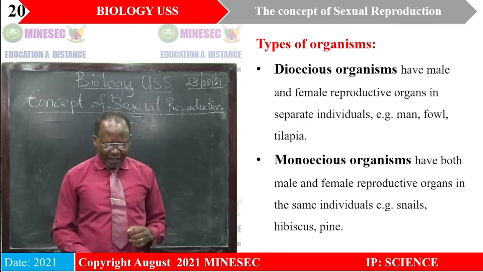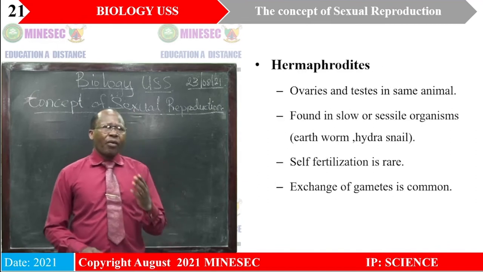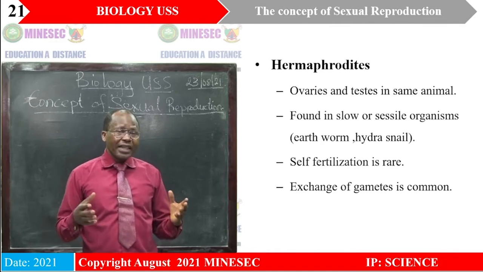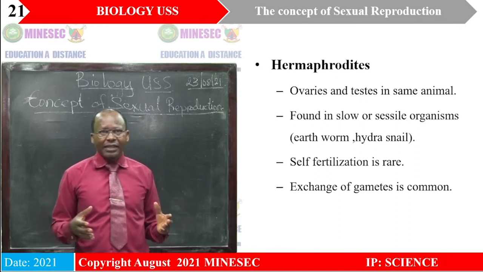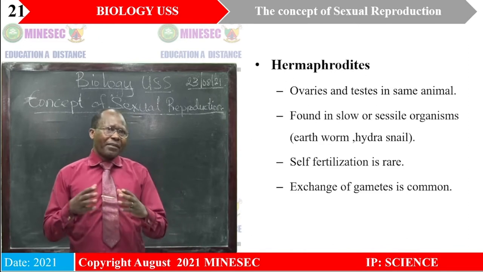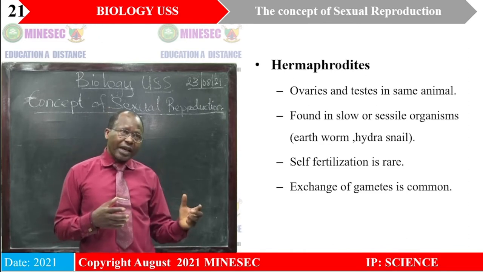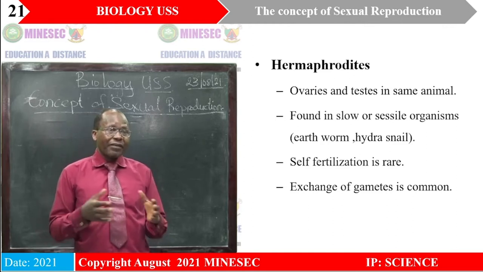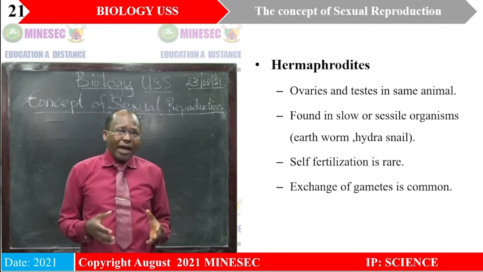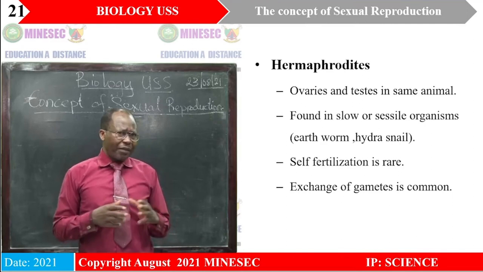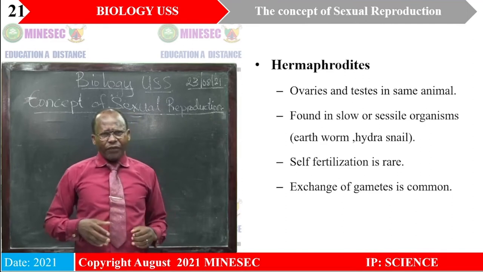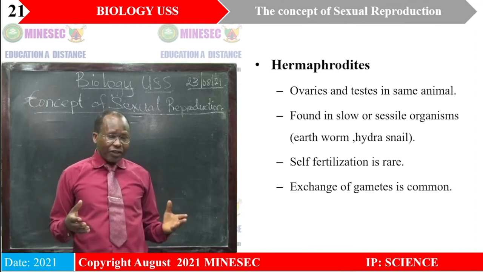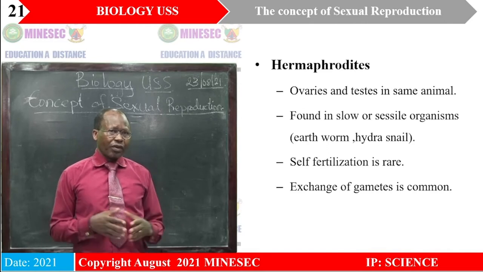So we shall look at these in a short while. We also have hermaphrodites. And who are hermaphrodites? In this situation, the ovaries and testes are found in the same animal. Remember, the ovaries produce the egg, and the testes produce the sperm. But if they happen to be found in the same animal, we call those organisms hermaphrodites. And these are commonly found in slow or sessile organisms, such as earthworms, hydra, the snail, and a host of others.